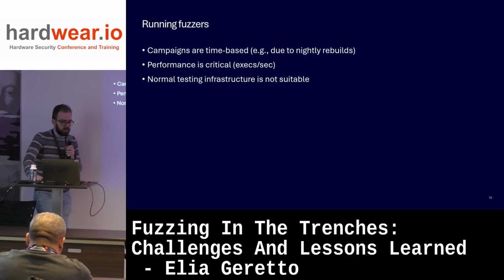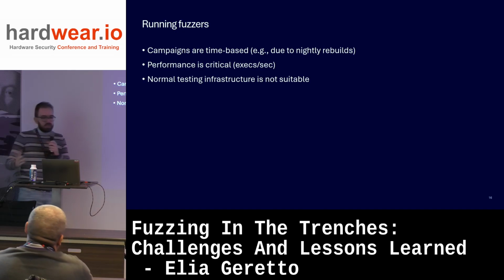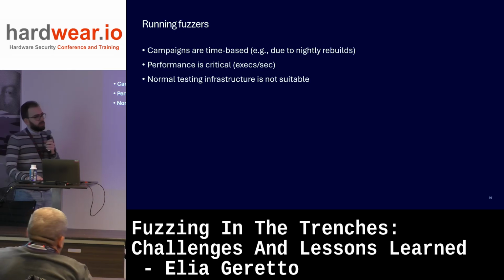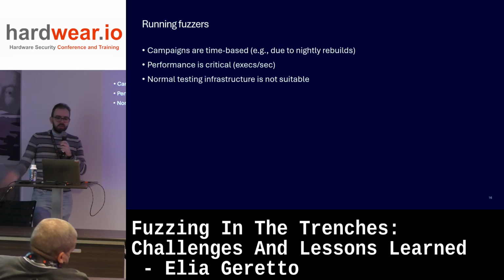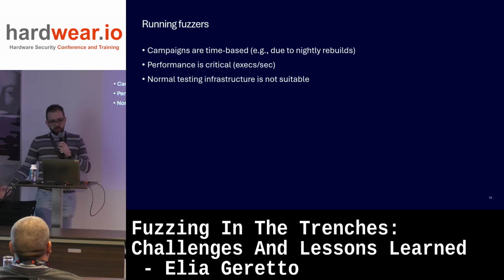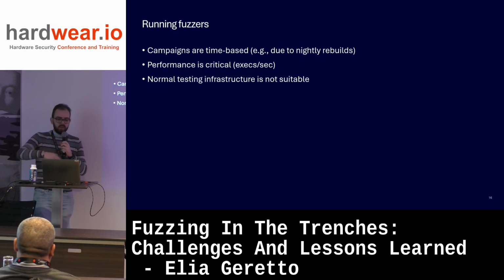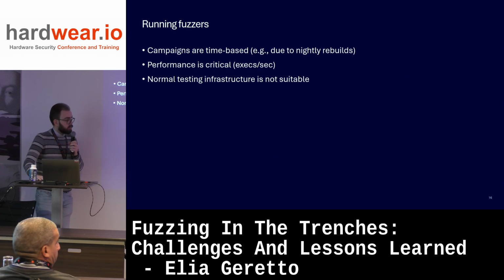So you probably need some more powerful infrastructure to do that. And while there is some overlap with the normal testing infrastructure, like figuring out automatically when a certain bug was introduced, which versions are affected, and so on, so this is all stuff you care about both in testing and fuzzing, the normal testing infrastructure usually is not suitable.